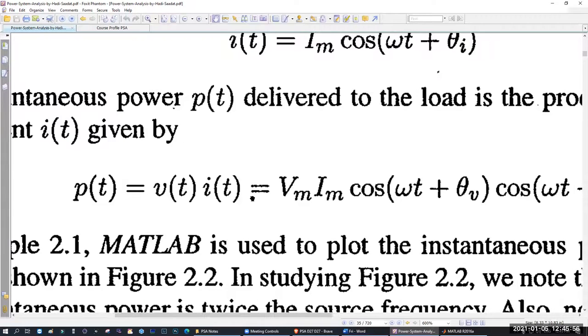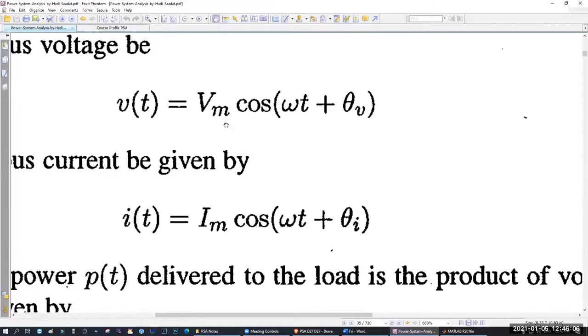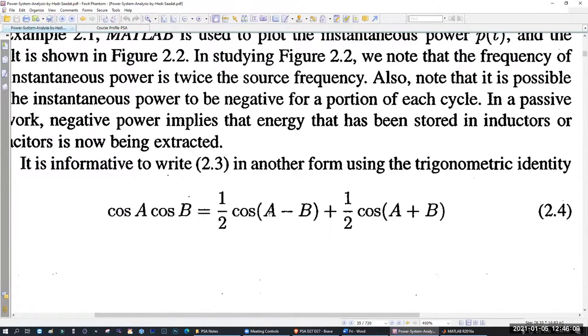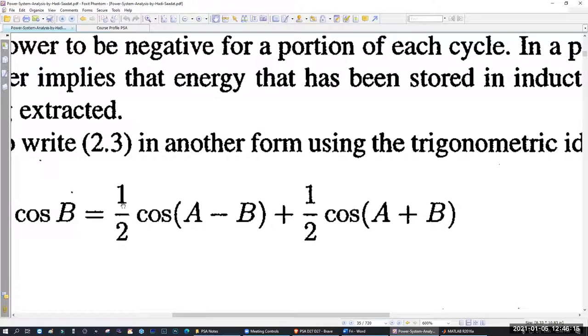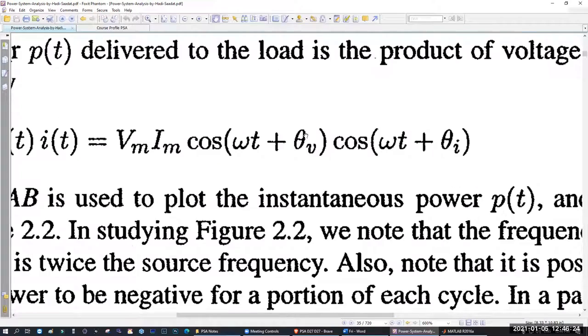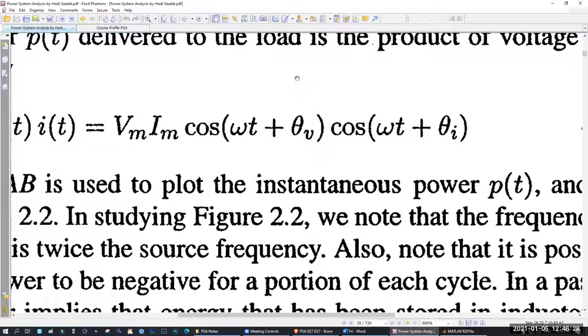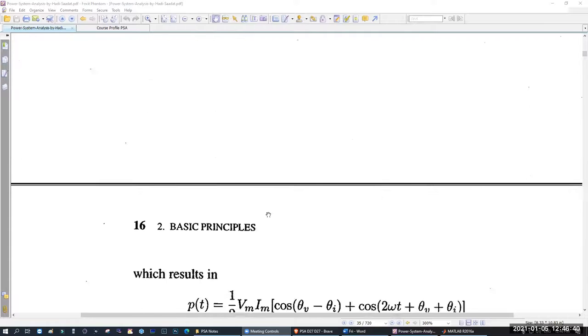VT, IT. So VT is equal to Vm cos(omega t plus theta V), and IT is equal to Im cos(omega t plus theta I). That means you have to multiply this one and this one. If you multiply these two, according to the formula of trigonometry, cos A cos B becomes half cos(A minus B) plus half cos(A plus B). You already know it. This is trigonometry, right? Yes, sir. So here we can write this like that. This is our cos A, this is our cos B. So if you put these here, your equation becomes like this.